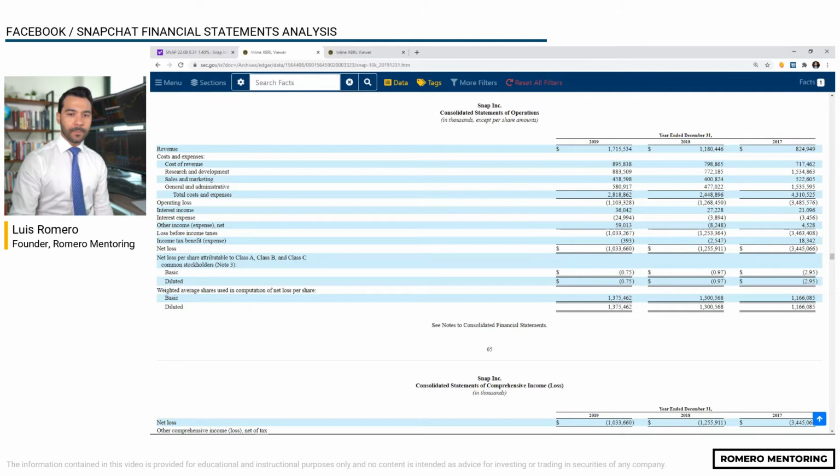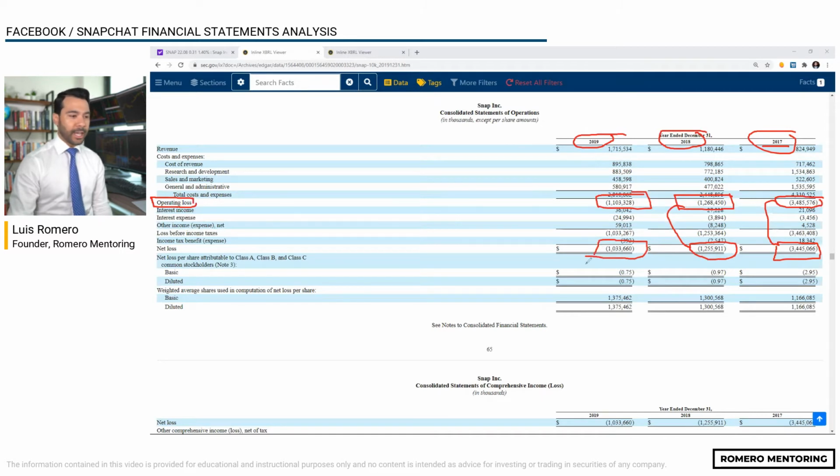We can see that in 2017, their operating income was actually an operating loss. Look at this. They lost $3.4 billion, which trickles down to their net income, a $3.4 billion loss in 2017. I mean, that's a huge loss. In 2018, they lost $1.2 billion from operating income, which trickles down to a $1.2 billion net loss. If we look at 2019, they lost $1.1 billion from an operating income standpoint, and of course their net income is going to be very close to that.